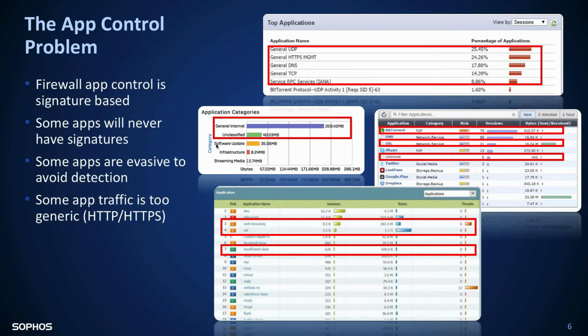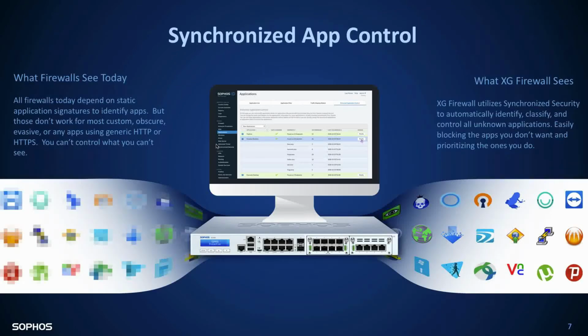The result is a complete lack of visibility into the apps on your network and what's really going on. And you obviously can't control what you can't see. So the solution to that is Synchronized App Control. Really what it's doing is taking advantage of the relationship between the XG firewall and the endpoint, and synchronized security.